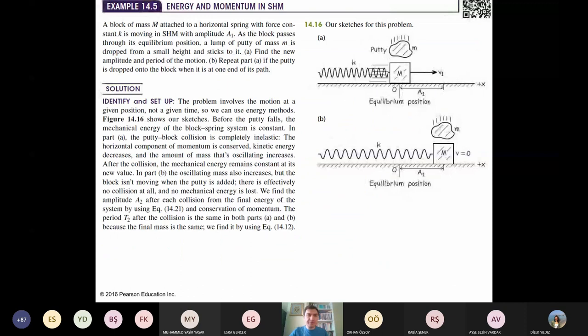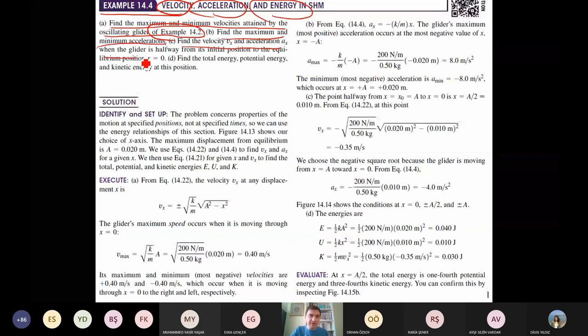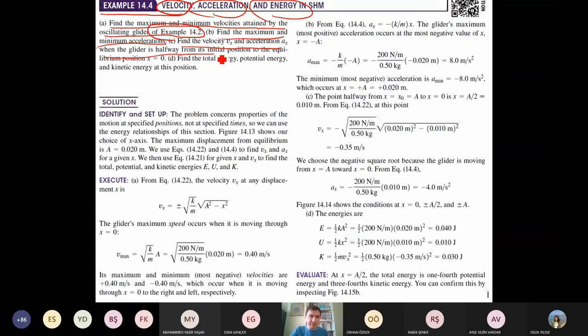Example 14.4, velocity, acceleration, and energy in simple harmonic motion. Find the maximum and minimum velocities attained by the oscillating glider of example 14.2. Find the maximum and minimum accelerations. Find the velocity and acceleration when the glider is halfway from its initial position to the equilibrium position. Find the total energy, potential energy, and kinetic energy. So velocity is given with this expression.